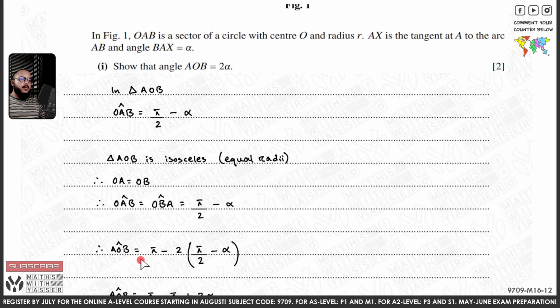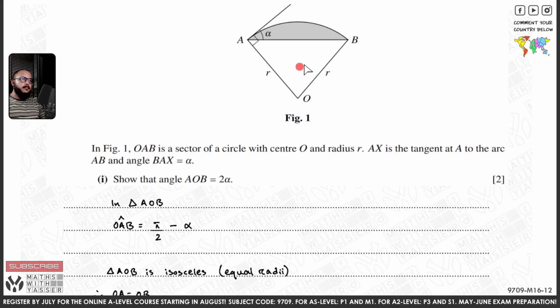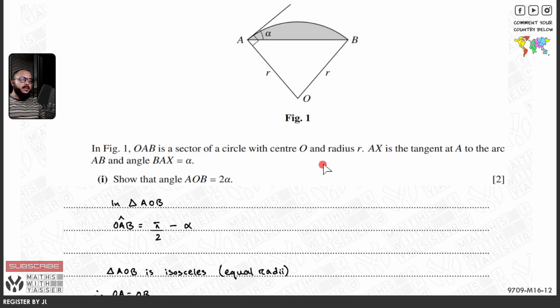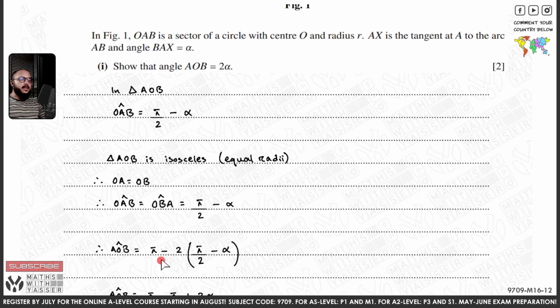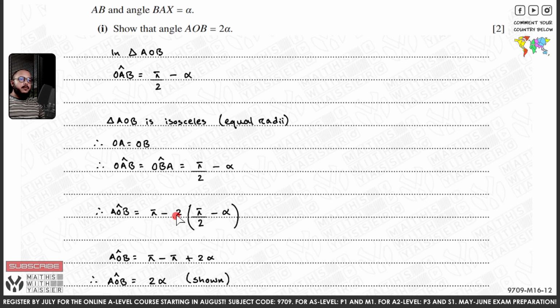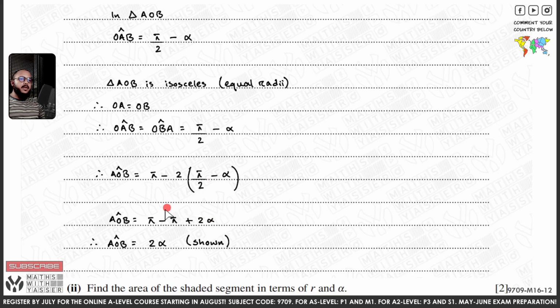So what we can do, we can subtract these two angles from pi. The total angle is 180, which is pi in radians. So twice this angle, since there are two of them, will give us pi minus (pi minus 2 alpha), which gives us 2 alpha. So AOB will be just 2 alpha.